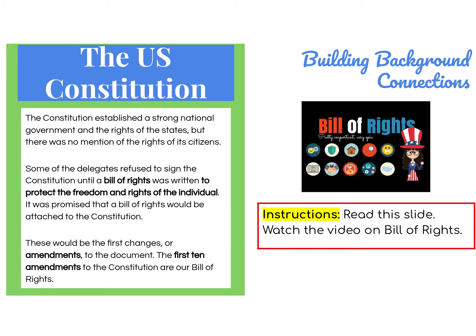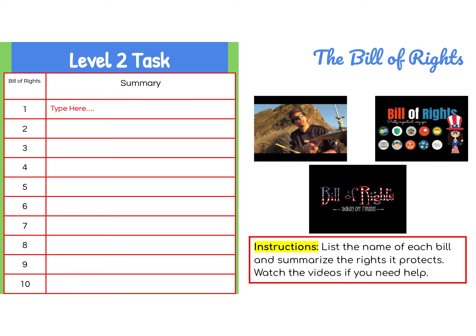Those changes were called amendments when they added those to the Constitution. And the first 10 of those amendments are called our Bill of Rights. So there's a little video here. You can watch that video. It's a little bit long. She goes really, really fast, but it gives you a really quick overview of what those rights are.